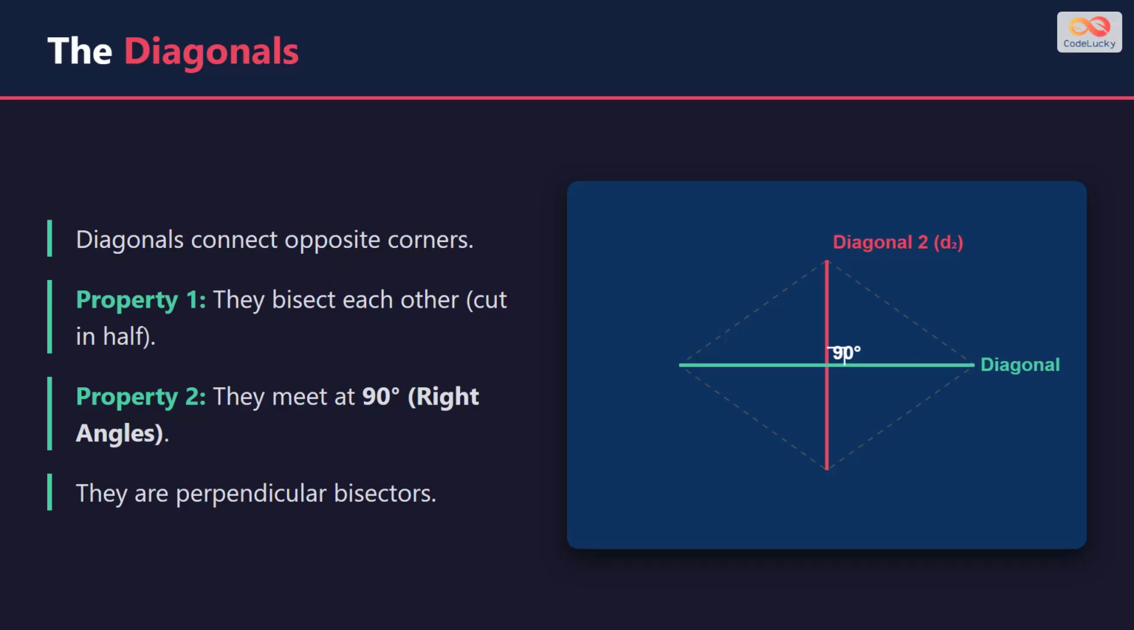To calculate the area, we need to look at the diagonals. The diagonals are the lines connecting opposite corners. In a rhombus, they have two very special properties. First, they cut each other exactly in half. Second, and most importantly for our area formula, they meet at 90-degree right angles. We call them diagonal 1 and diagonal 2.